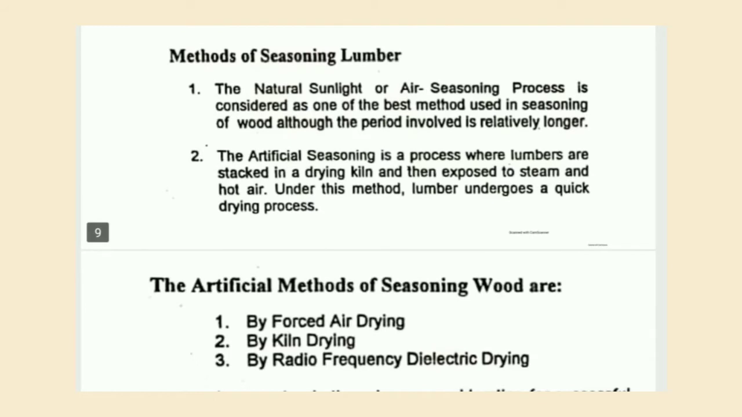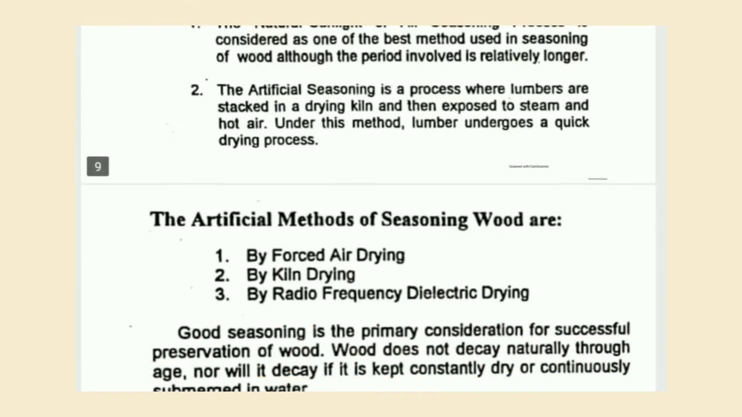So now we know we can classify two methods of seasoning lumber. First is the natural sunlight or air seasoning process. It is considered one of the best methods used in seasoning of wood, although the period involved is relatively longer.